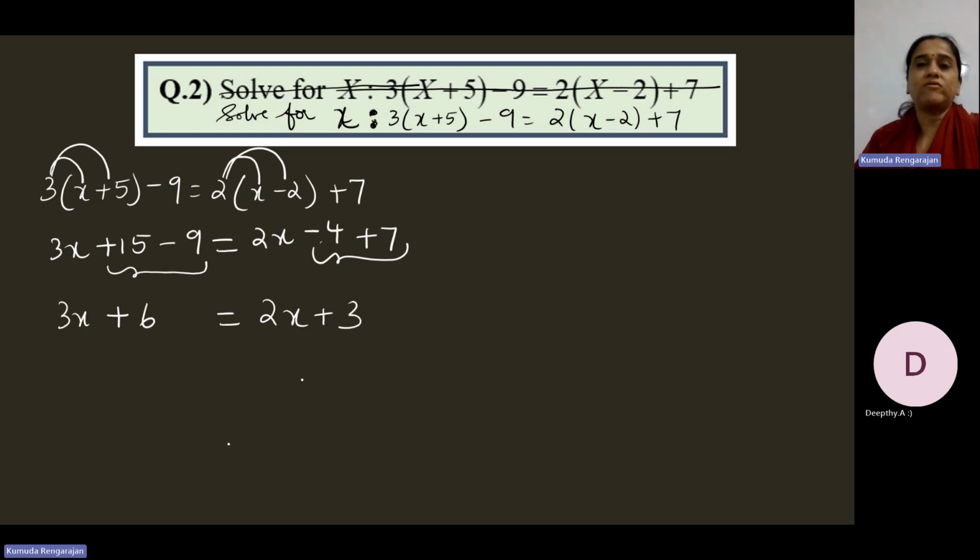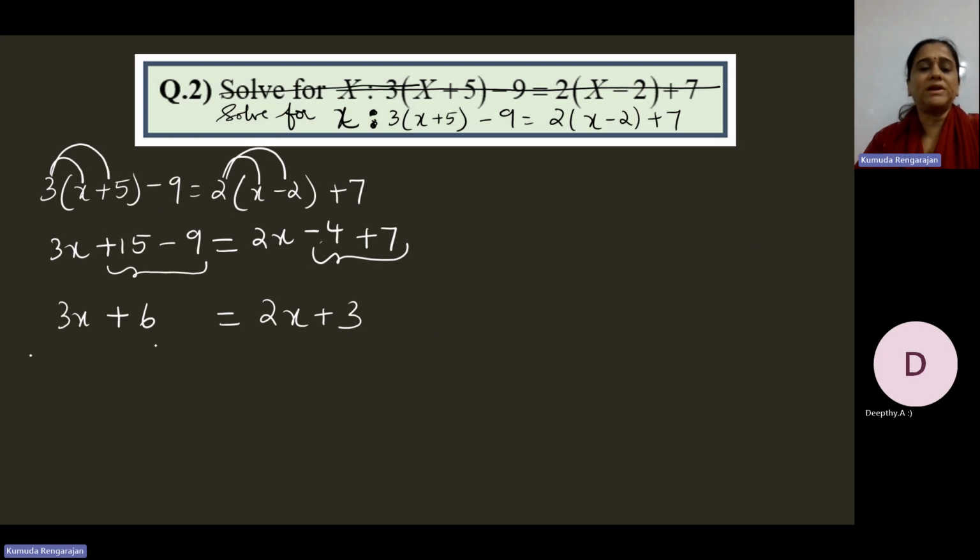Now you have to collect all the x terms. So what you have to do is open the brackets on the left hand side and right hand side. Simplify the LHS, simplify the RHS. So see, this is what it is. We have simplified and we have got 3x plus 6. We have simplified the right hand side and have got 2x plus 3.